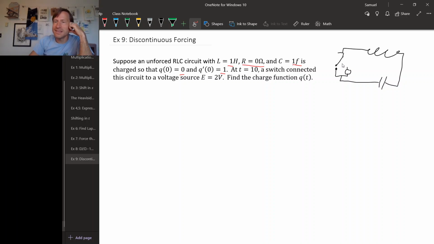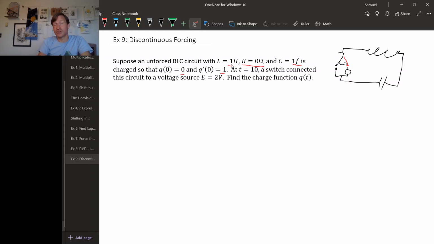So initially it's connected up in a freely oscillating loop, and so we'll get some sort of oscillation. But at time 10 seconds, we flip this switch to the other side, which connects it to this voltage. So at time 10 seconds, something different is going to happen with the behavior of this system. And let's see how that manifests itself when we do our usual solving the differential equation trick using Laplace transforms.